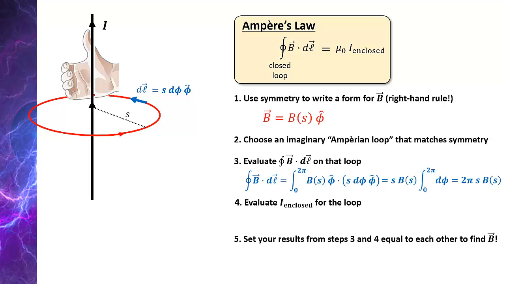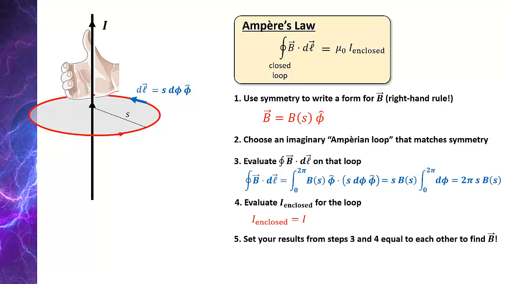The next step in Ampere's law is to evaluate the current enclosed, I enclosed, for this loop. So the idea here is how much current actually goes through the loop we've drawn. Sometimes it helps to shade the loop to see how much current is actually going through that loop. In this case, there really isn't any ambiguity. The current enclosed is just the total current, I. In other cases, like for a thick wire, we'll have to think a little bit more carefully about this. But in this case, we just get I for the current enclosed.